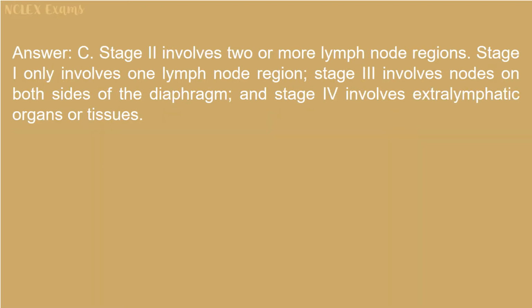Answer C. Stage 2 involves 2 or more lymph node regions. Stage 1 only involves 1 lymph node region. Stage 3 involves nodes on both sides of the diaphragm. And stage 4 involves extralymphatic organs or tissues.